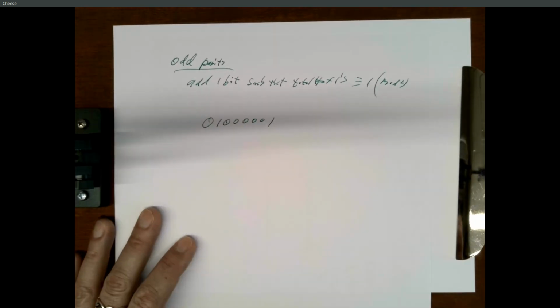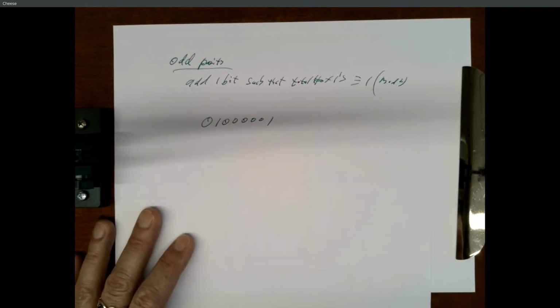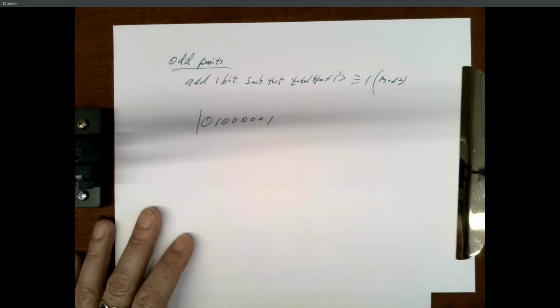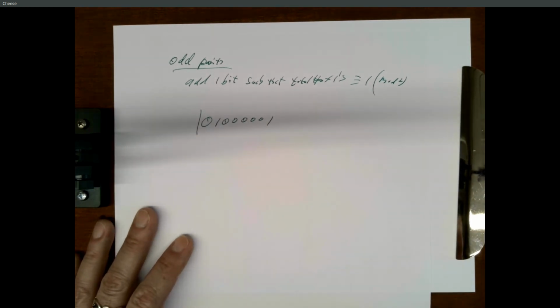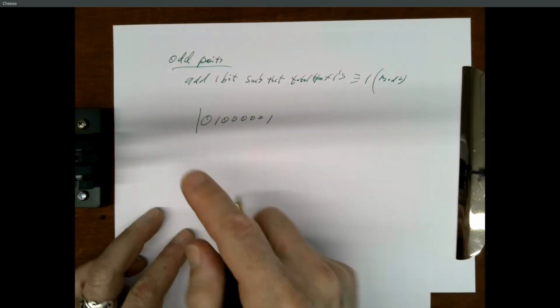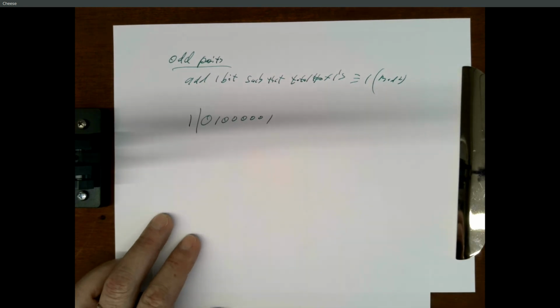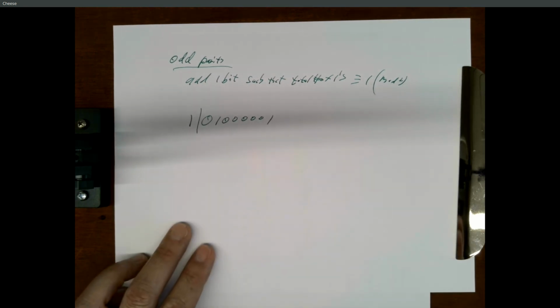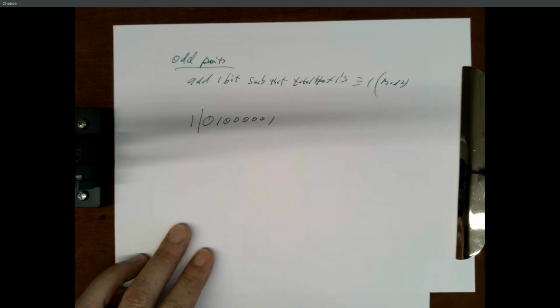So here's the code that I'm trying to send across. I'm going to add one bit in the beginning, which is a parity bit. And I can add a 0 or a 1. I want the total number of ones to be odd. Well, I'm planning on sending 2 ones. That's an even number. So I'll set my parity bit to 1. Okay, so I'm going to transmit 9 bits of information: 1, followed by those 8 bits.